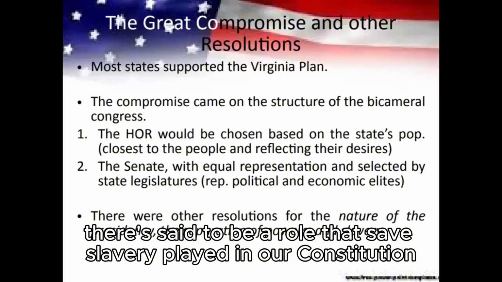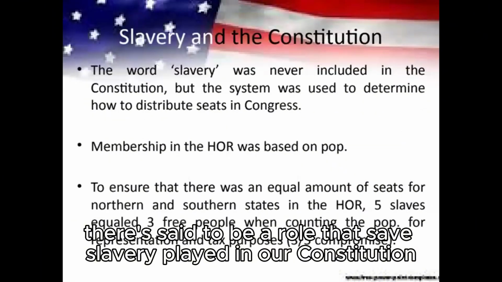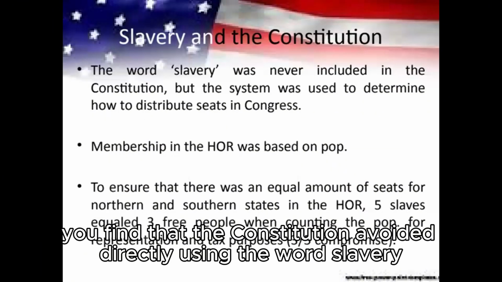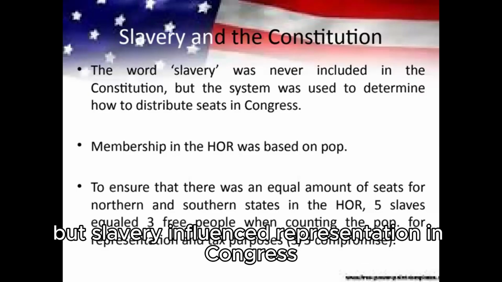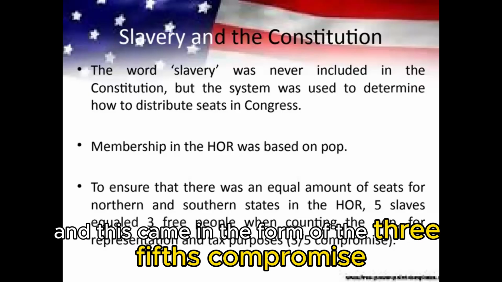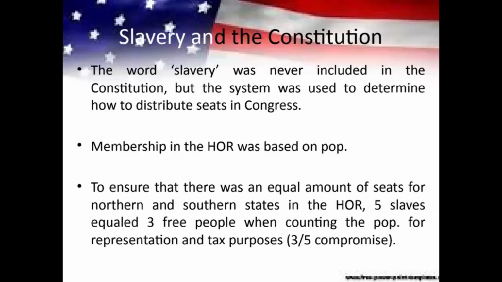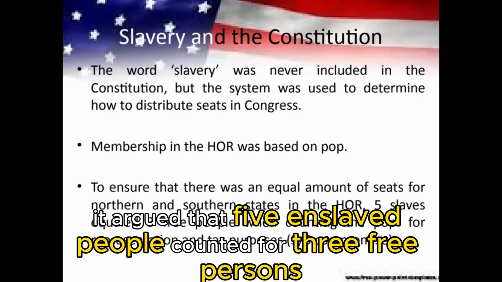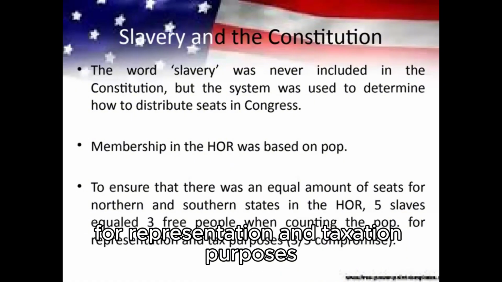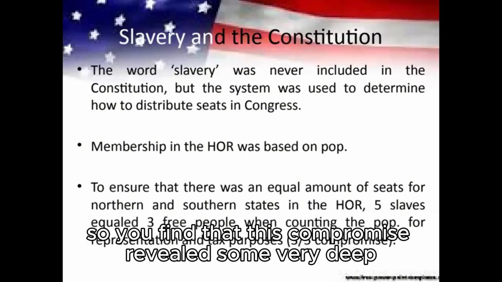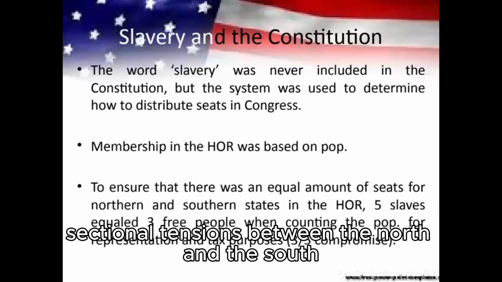Now, there's said to be a role that slavery played in our Constitution. You find that the Constitution avoided directly using the word slavery, but slavery influenced representation in Congress. And this came in the form of the 3/5 Compromise. It argued that 5 enslaved people counted for 3 free persons for representation and taxation purposes. So you find that this compromise revealed some very deep sectional tensions between the North and the South.